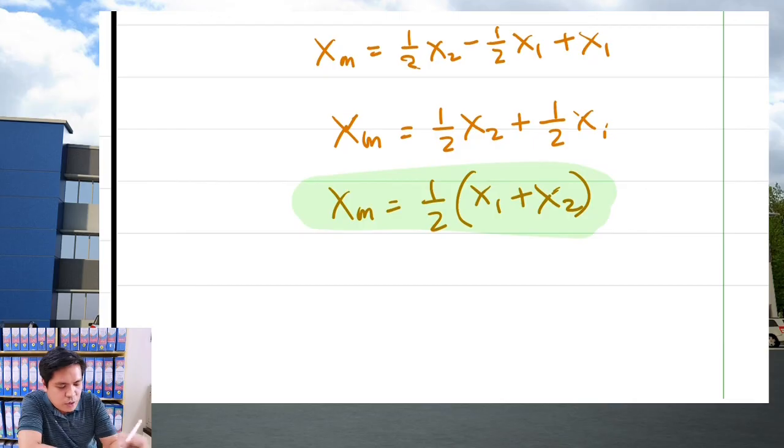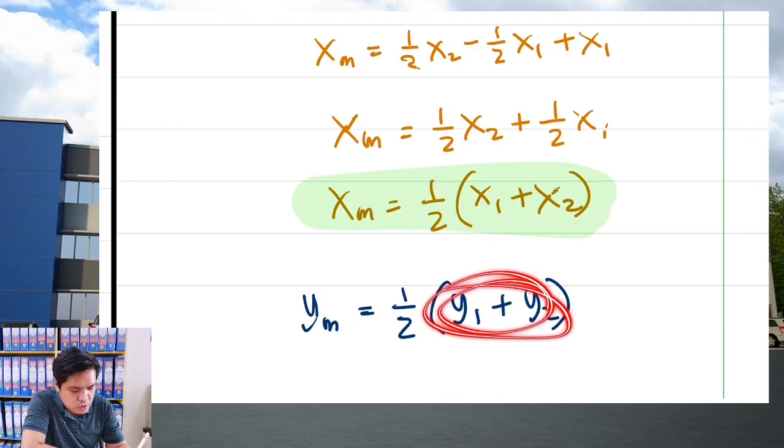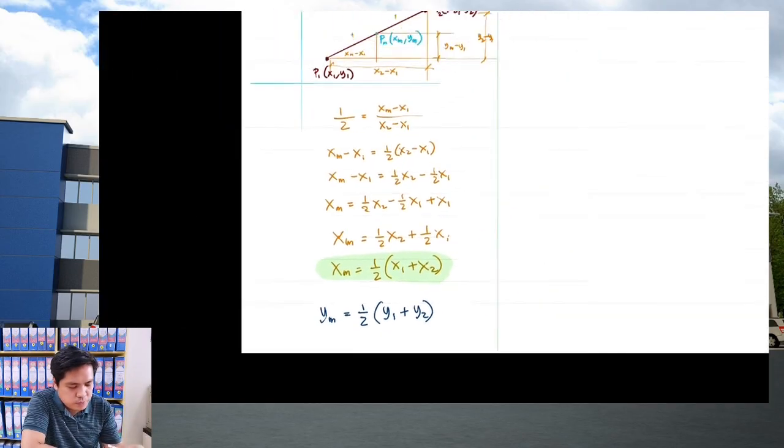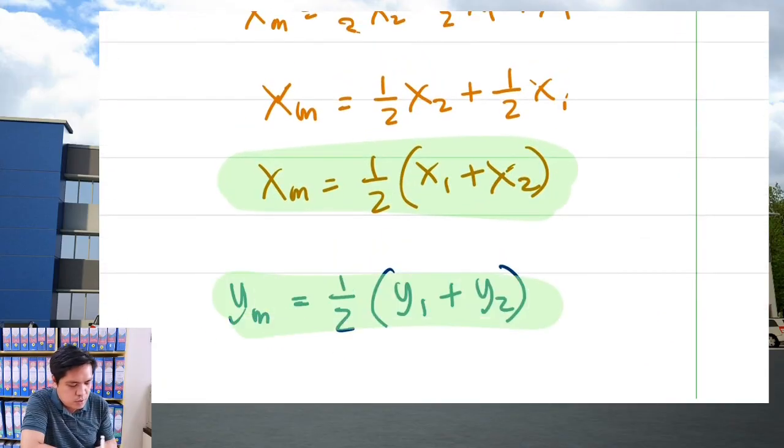And it follows if you do the same thing dun sa abscissa, sa ordinate, you'll have ym is equal to 1 half the sum of the ordinates. So y1 plus y2. And actually you can interchange this, it doesn't matter. So these are the midpoint formulas. Ganun lang siya kadali.